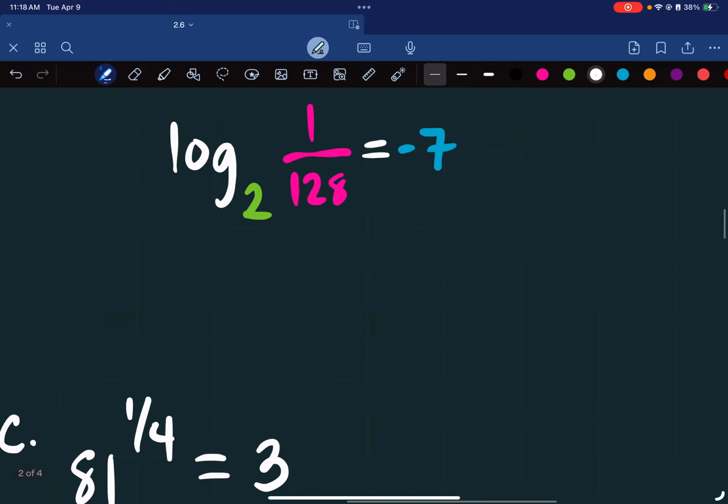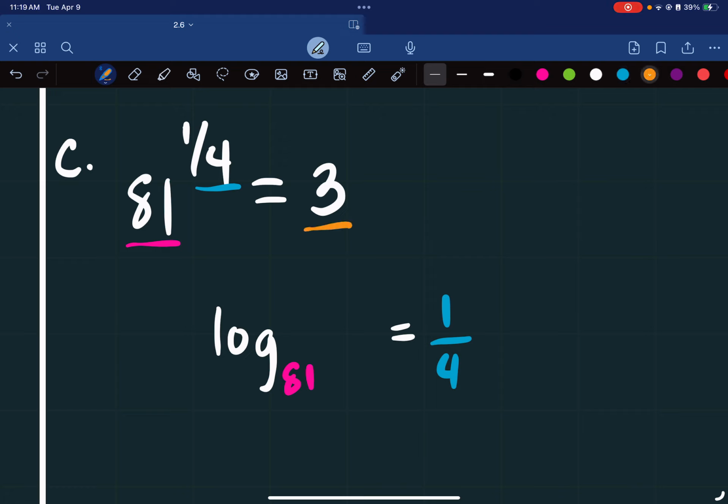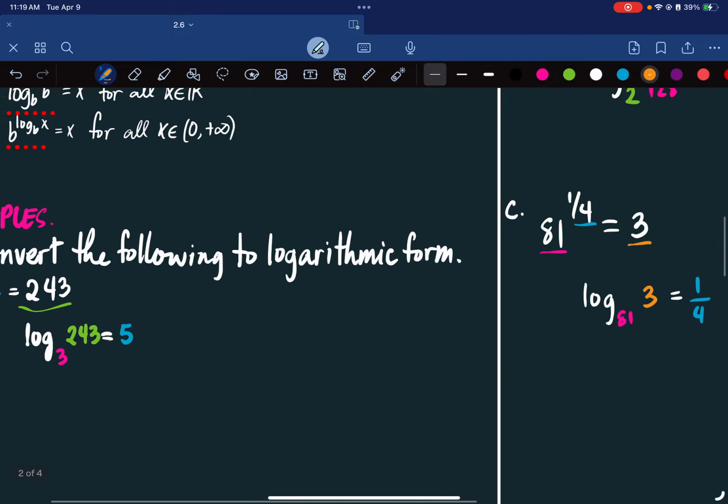Let's try letter C this time. We have 81 raised to 1 over 4 equals 3. Same thing. The base of your exponent becomes the base of the logarithm. The exponent becomes the number at the right hand side. And lastly, this number at the right hand side of the exponential equation becomes the argument of your logarithm. Okay, so let's proceed to the next set of examples.